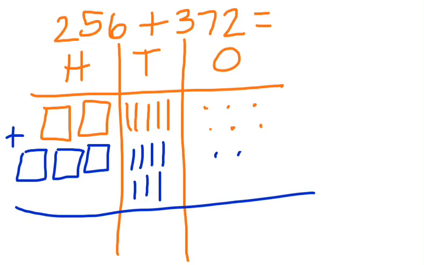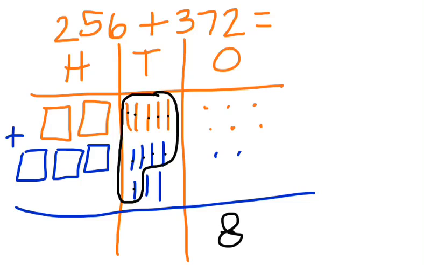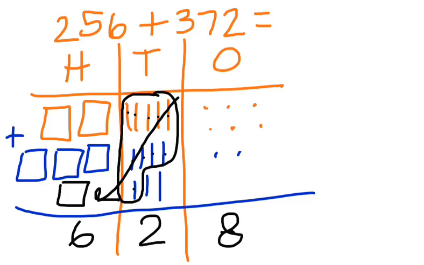I'm going to start with the ones, and I have 8. I'm going to move on to my tens, and I notice that I have more than 10, so I need to regroup and make 100. So I'm going to count. And I'm going to circle them and regroup them to the hundreds. So that leaves me 2 tens and 6 hundreds. So my answer is 628.